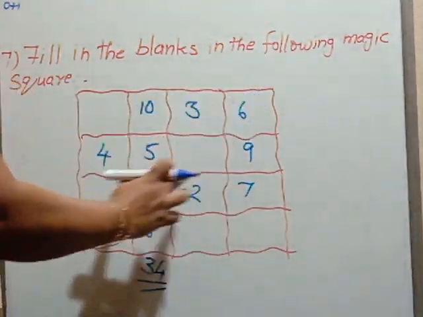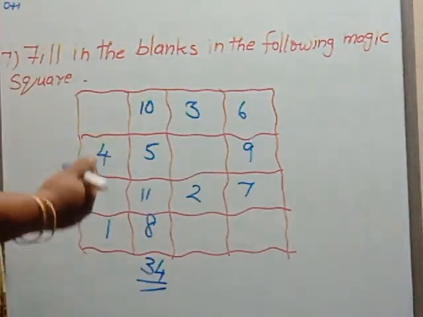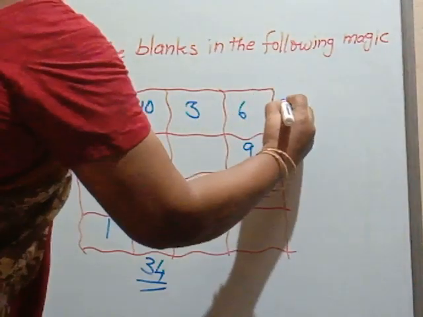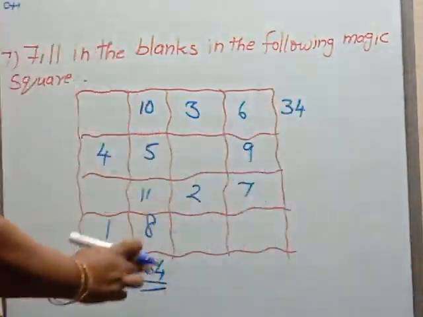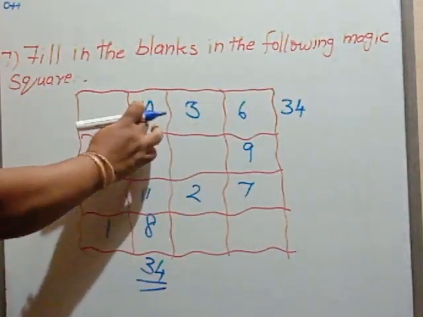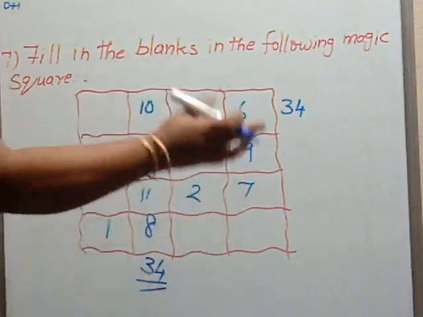So, wherever you have 3 numbers, you can find the fourth first. That is the trick. Now, I will take the first one. The total should be 34. What are the numbers given? You have to add them.